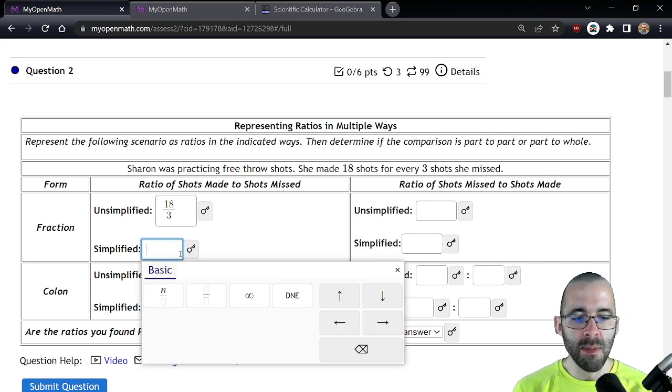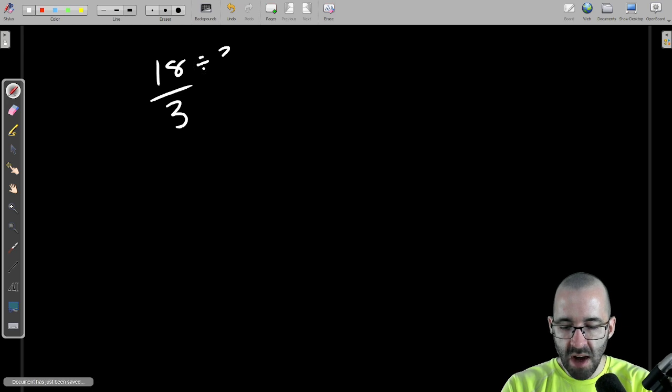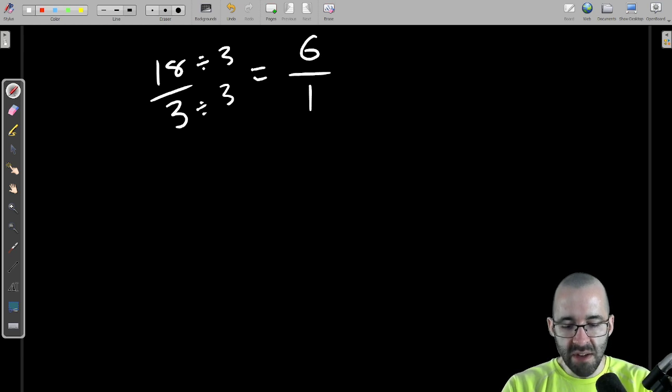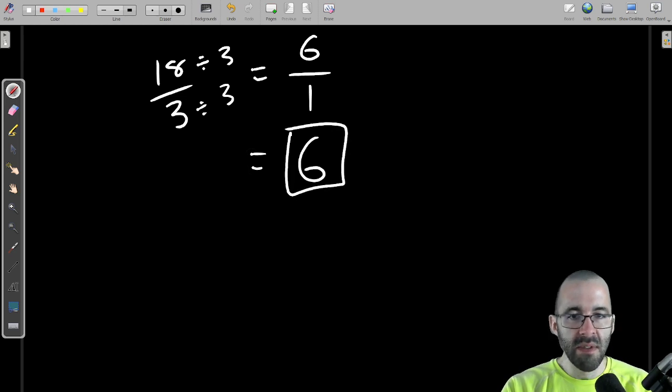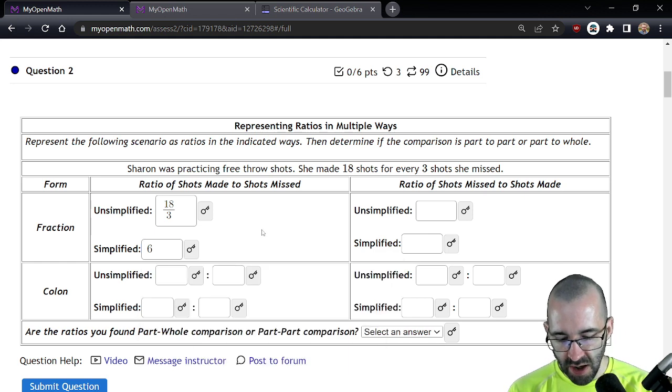We can divide the top and the bottom both by 3. 18 divided by 3 is 6. 3 divided by 3 is 1. Again, what we're really doing when we're reducing here is dividing the top and the bottom by 3. That's their common factor. 18 divided by 3 is 6, 3 divided by 3 is 1. 6 over 1, any number divided by 1 is just itself. Okay, so that should be good to go.